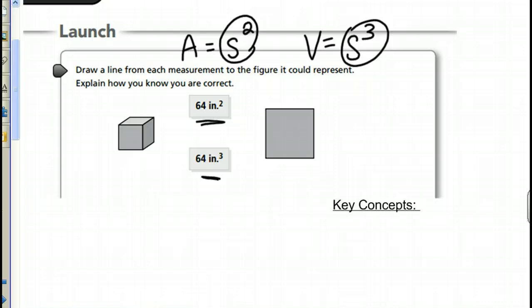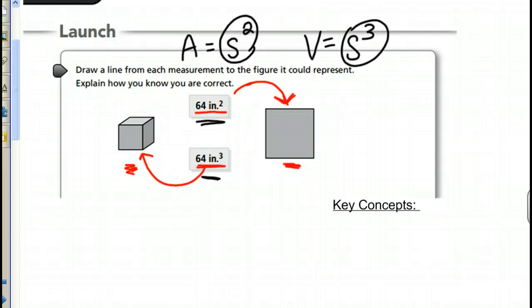Over here we have a picture of a square, and over here we have a picture of a cube. A cube is just a six-sided prism, but this is just one-sided, 2D. This is 3D. So which one might go with which? Well, it's probably what you're expecting. The squared answer, 64 inches squared, goes with the area. The cubed answer, 64 inches cubed, goes with the volume, or the cube.